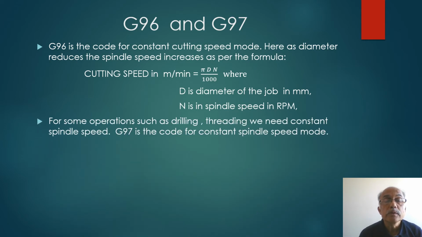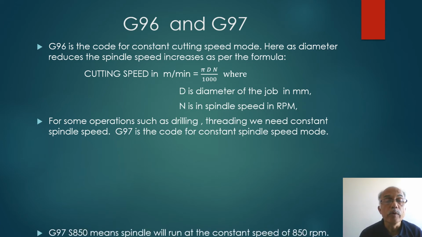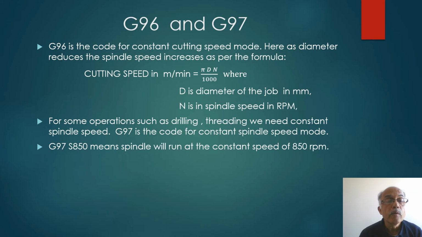For some operations such as drilling and threading, we need constant spindle speed. G97 is the code for constant spindle speed. When we write G97 S850, that means the spindle will run at a constant spindle speed of 850 rpm irrespective of change in diameter.